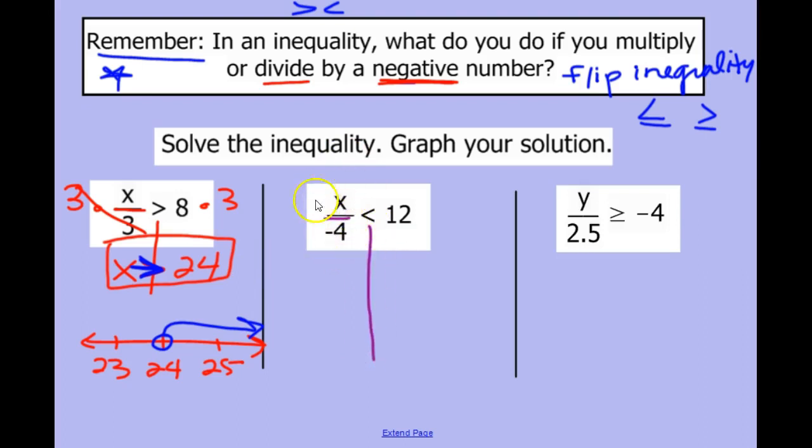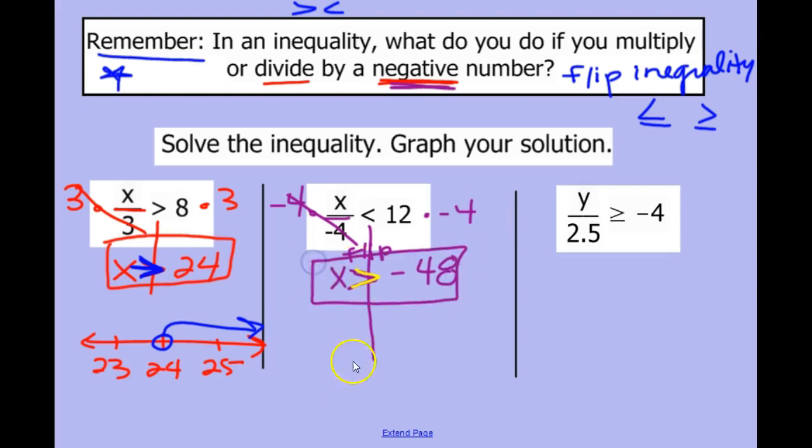This is divide by negative 4, so we're going to multiply by negative 4, do the opposite of what we see. Those cancel out. Oh, we multiplied or divided by a negative number, so we have to flip our inequality the other direction now. It's the opposite way. And then 12 times negative 4 is going to give us negative 48. So we can graph that.